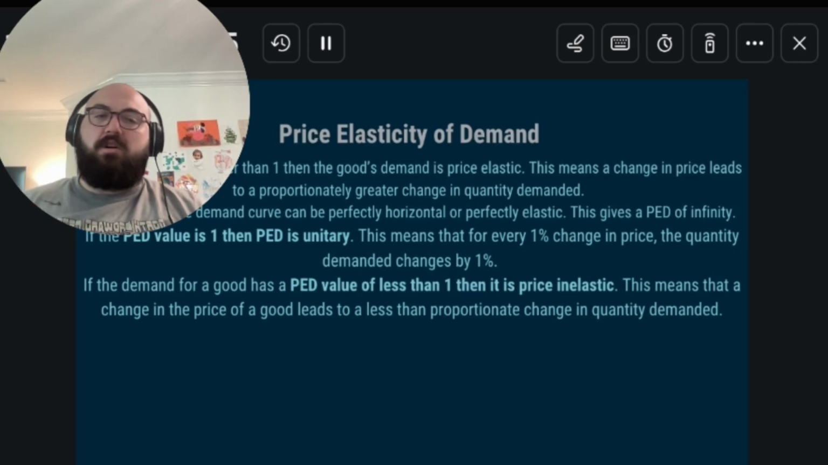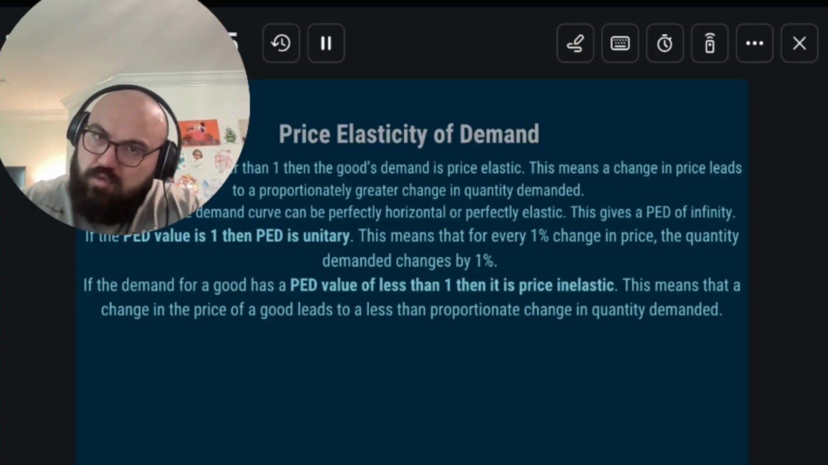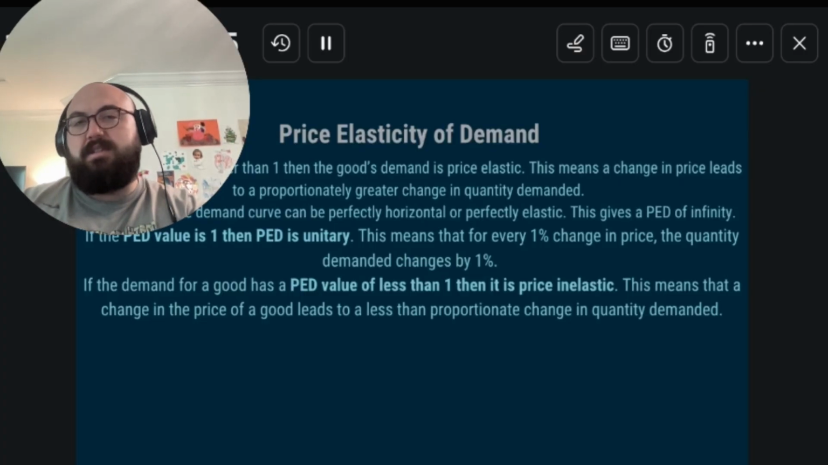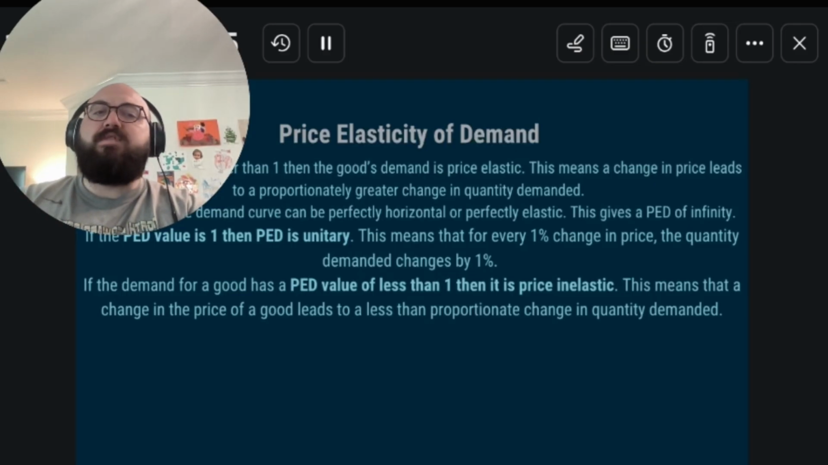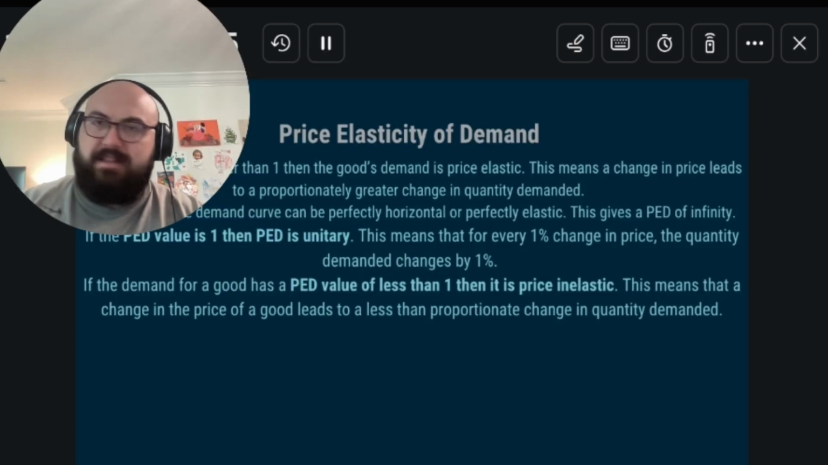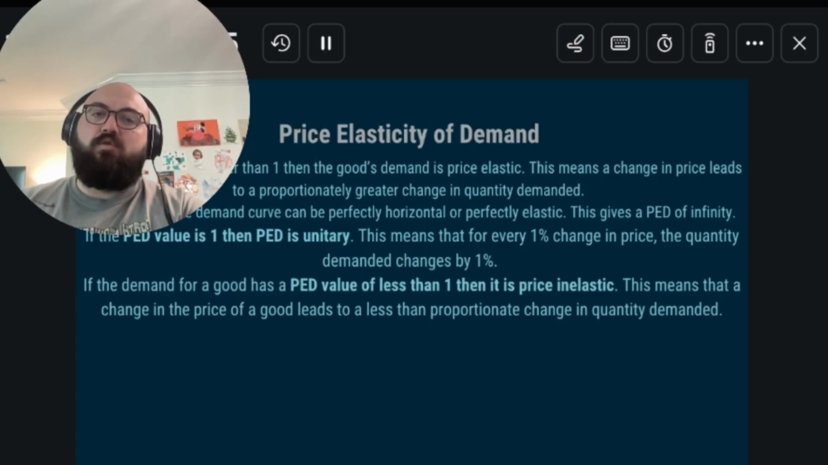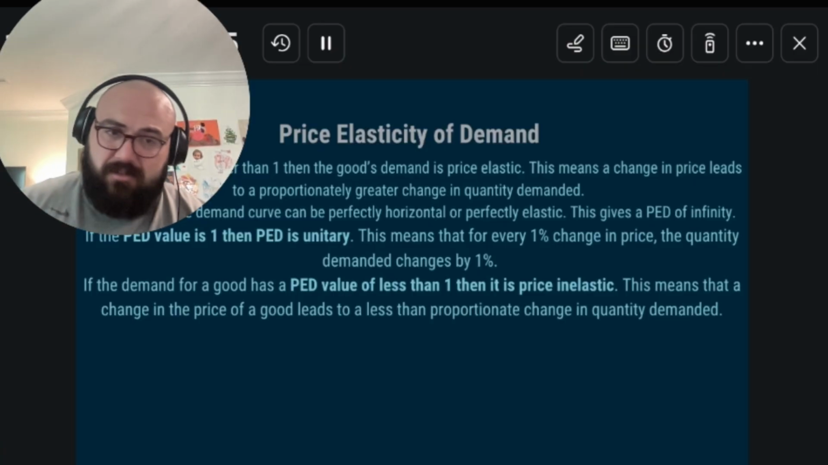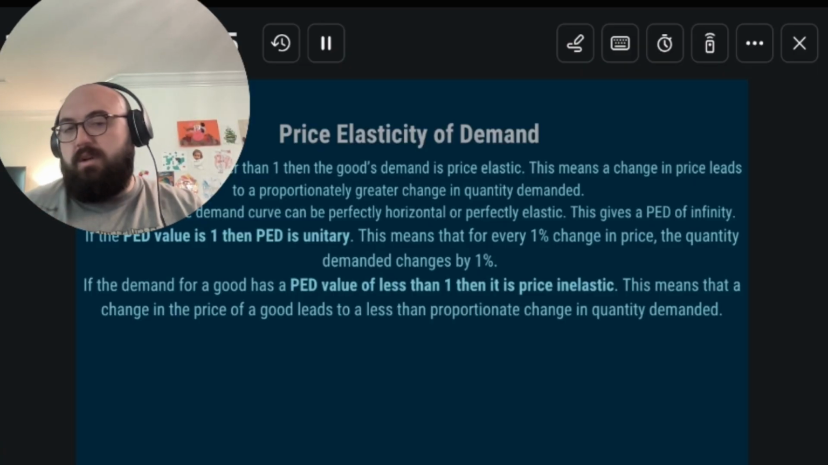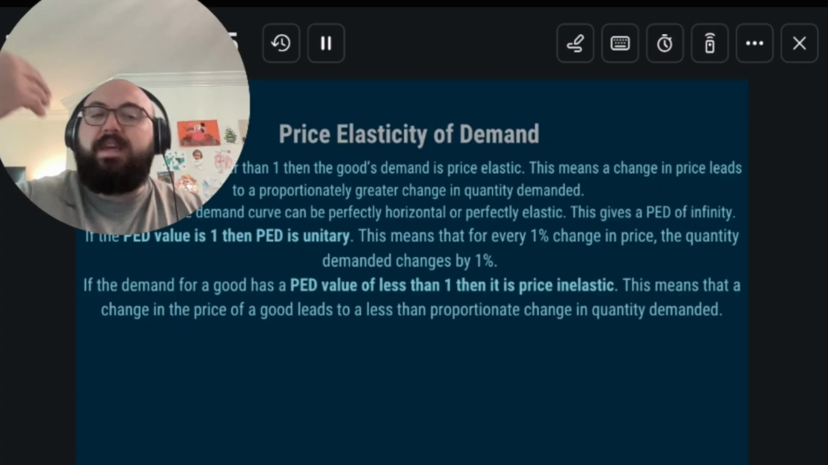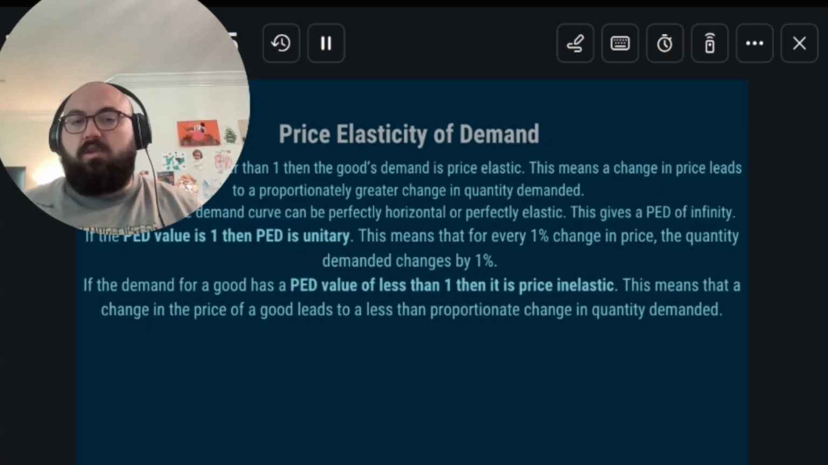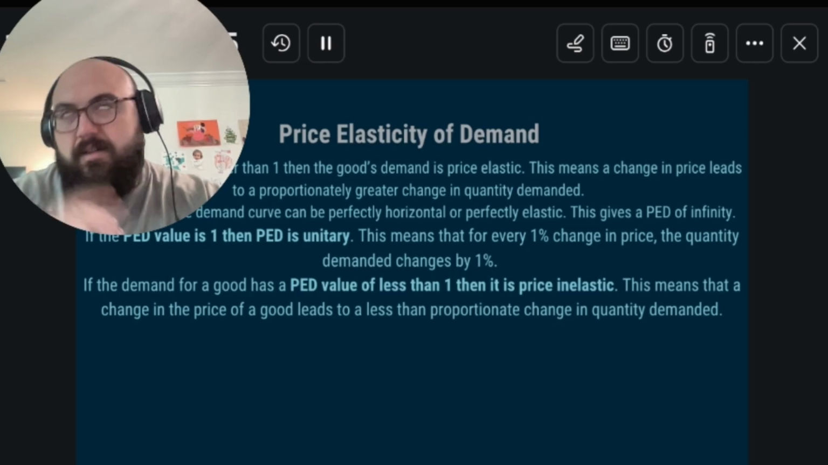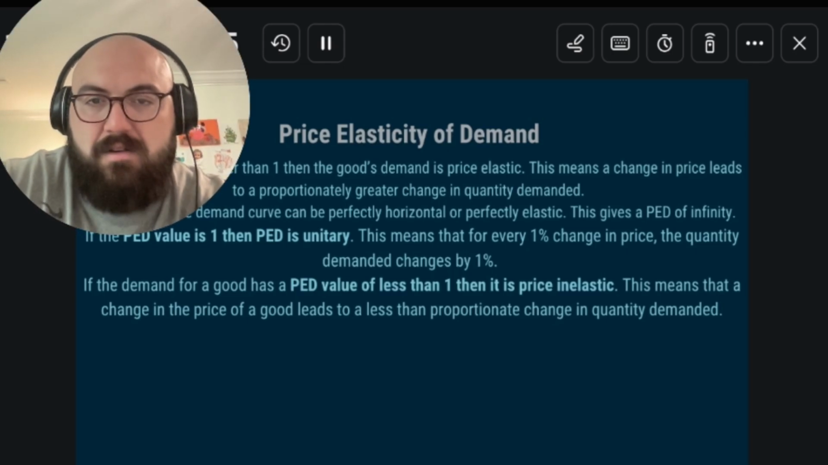All right. So if it's greater than 1, that makes the demand elastic. A small price change causes a bigger change in demand. If it equals 1, it's what we call unitary, so price and demand change in the same proportion. If it's less than 1, demand is inelastic. Price changes don't affect the demand very much. Of course, there are some extreme cases: something is perfectly elastic and you'll get that horizontal curve, and it equals infinity. Or if it's perfectly inelastic, that's a vertical curve. The PED will be 0.